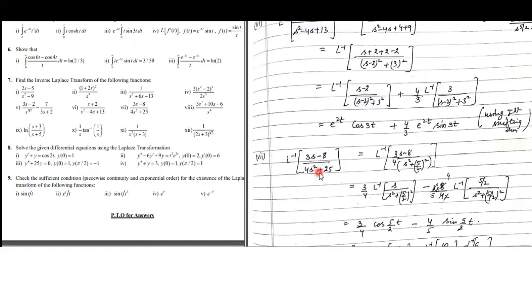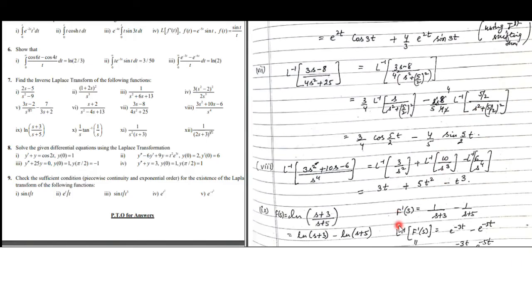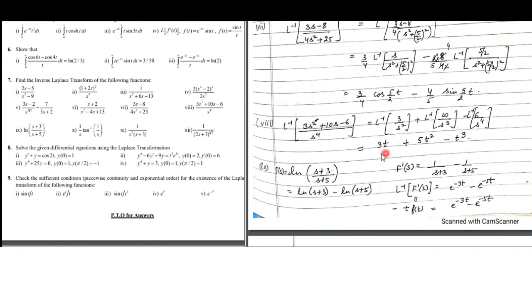Similarly, in the seventh part, you have to find out the Laplace inverse of this. Again, you can separate the terms s and constant, and you can divide and multiply with the constant term, and you can find out the Laplace inverse. So first is the Laplace of cos function, and the second term is the Laplace of sine function. Similarly, the eighth part, you can separate all the terms and then you can find out the Laplace inverse.